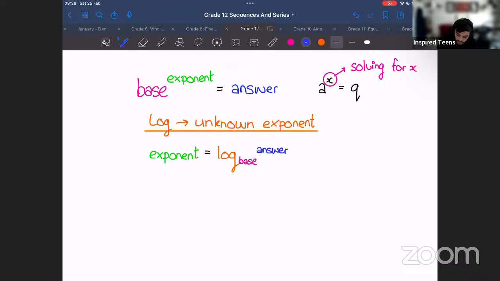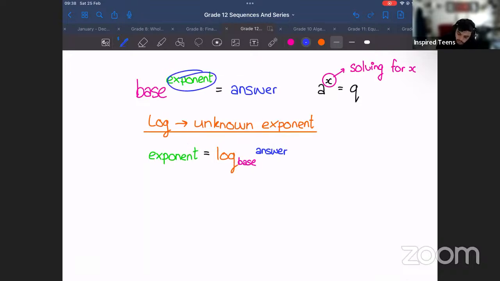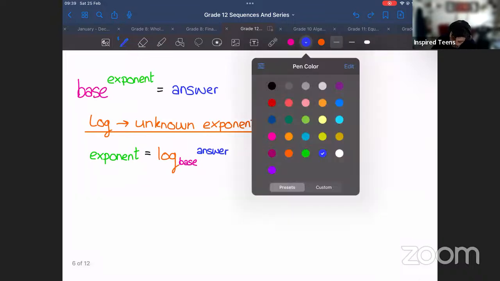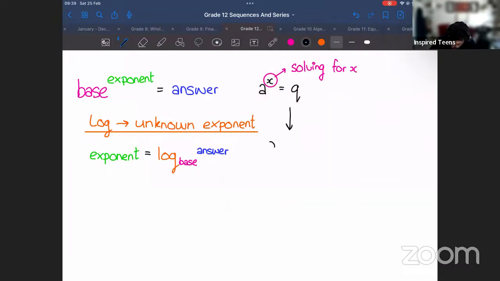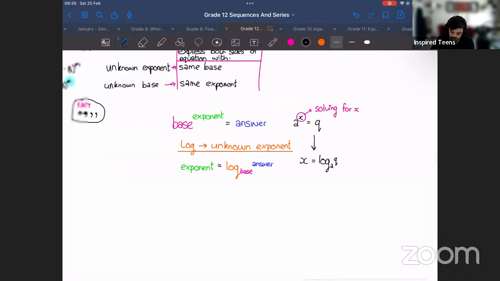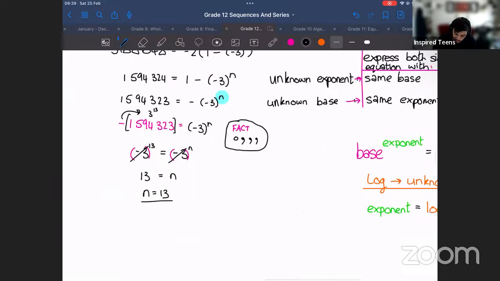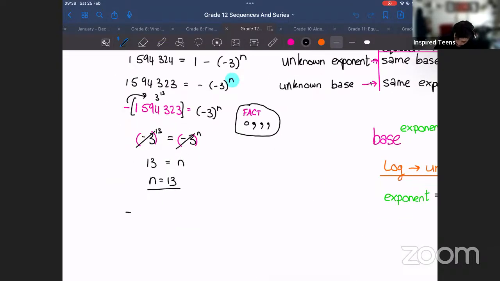So this is how I like to remember it. Base exponent gives me answer. Exponent is equal to log base answer. And just remember, you keep the base the same. Your exponent is your unknown, so that needs to be alone naturally. And then the last thing, the answer, goes in the space that's left over after exponent alone, base is base. So in this specific example, we would have x alone, because our exponent is our unknown, log, the base is a, of q. Simple as that.